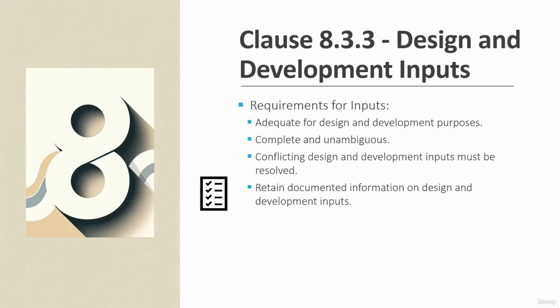Now, these are some of the specific requirements which are listed in the standard, that when you are listing down the inputs, those inputs should be adequate for the design and development. They should be complete and unambiguous, what you expect this design to do. And then the conflicting requirements must be resolved. Let's say customer says one thing and then there's a different legal requirement. So you need to consolidate that. Those conflicting requirements need to be resolved before you proceed with the design.